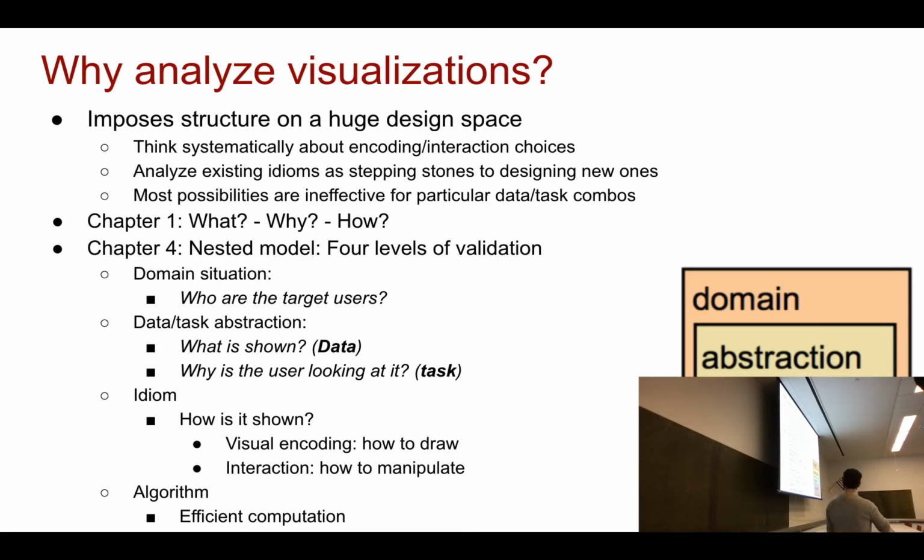So the domain influences the data and the task. The domain, the data, and the task influence the idiom, the visualization techniques and interactions that are appropriate for showing that data, for supporting that task, for that user base. So there are levels. Each level influences the one below it. The lowest level is algorithm. If we plot the data, maybe we need algorithms or a function that helps us plot the data efficiently. So very low level. We'll talk more about this as we get into the class.